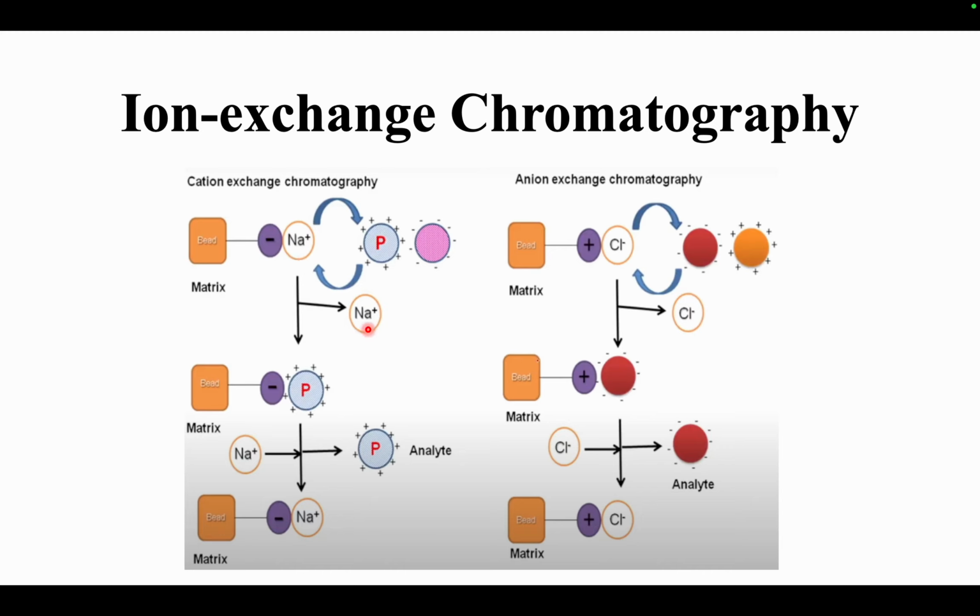The sodium ion will be excluded, removed from this cation exchanger, and our protein of interest will get bound to this stationary phase. Now once our protein is bound and the impurities are all eluted out, how can we elute our protein of interest? By adding excess Na+ ion. We can increase the Na+ ion concentration, and then this Na+ ion will compete with the cation exchanger and elute our protein of interest.